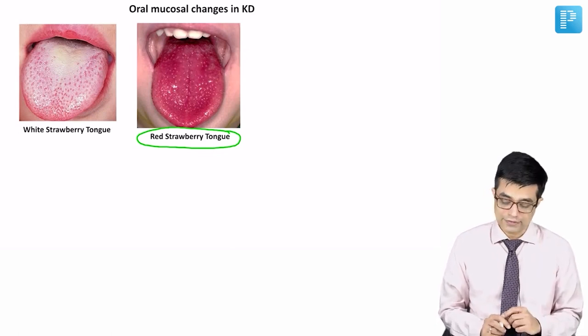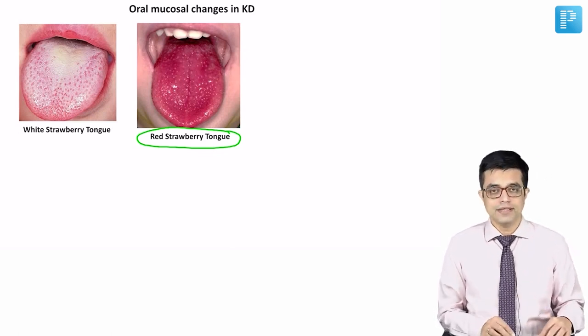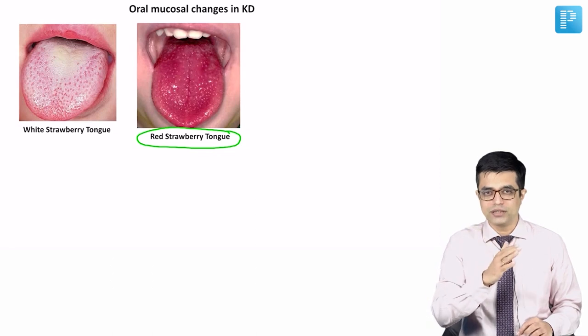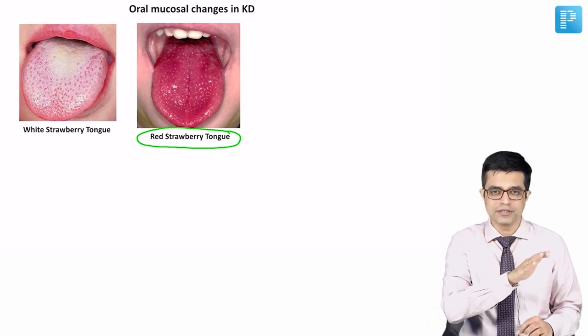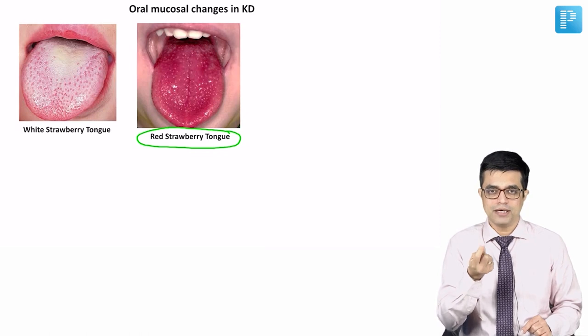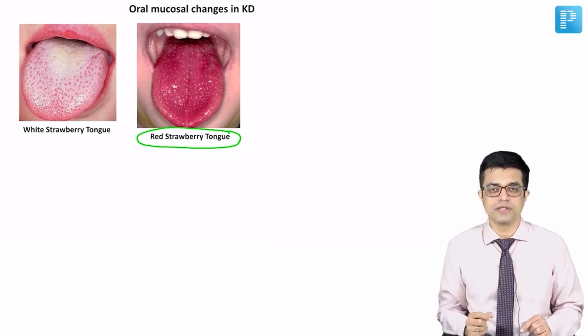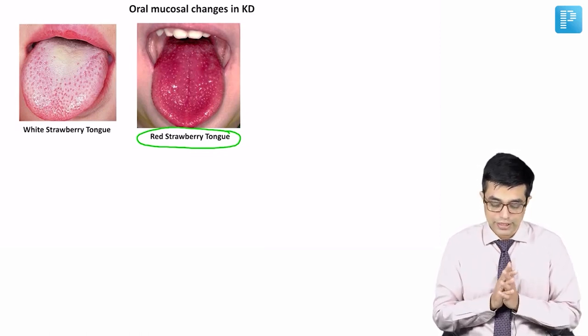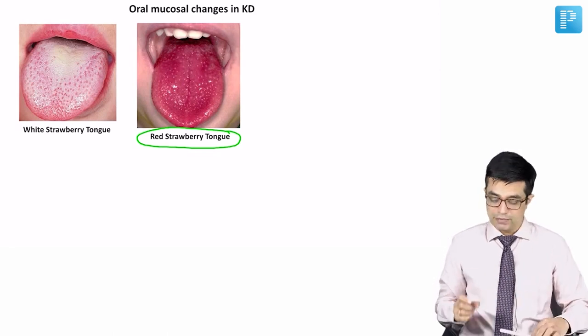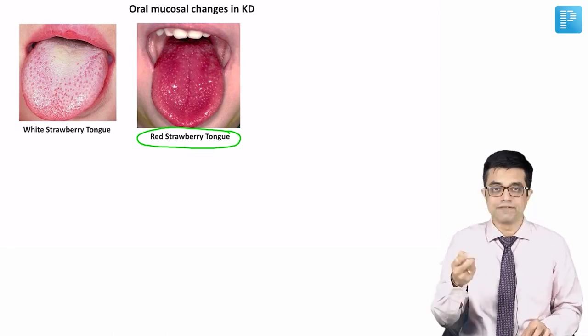There is also a thing known as white strawberry tongue. In this, the tongue has a white coating, exudates are covering the surface, and hypertrophied pink-colored papillae are projecting out of the surface of that white coating. We call it a white strawberry tongue. Remember that white strawberry tongue is not a very different disease.